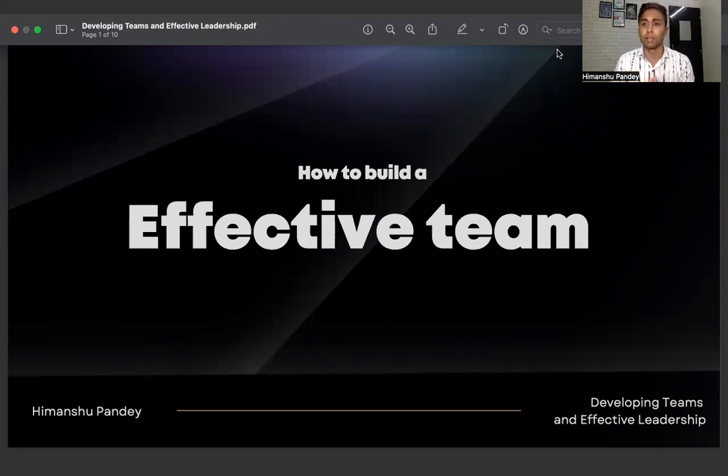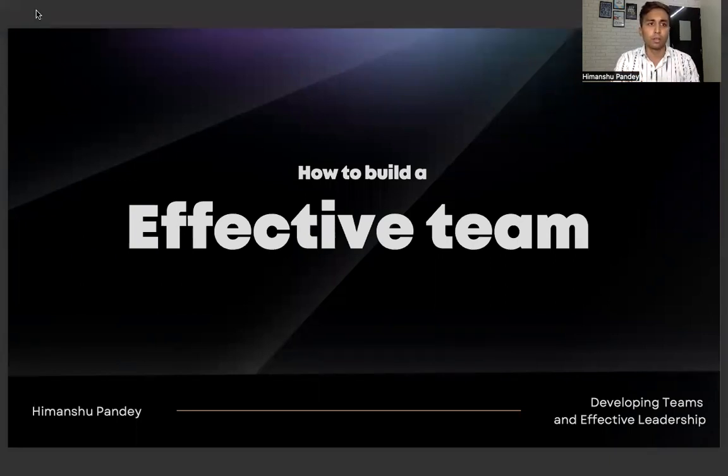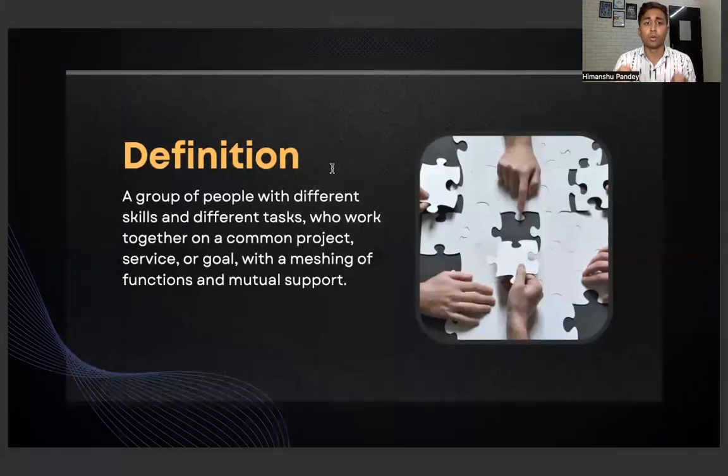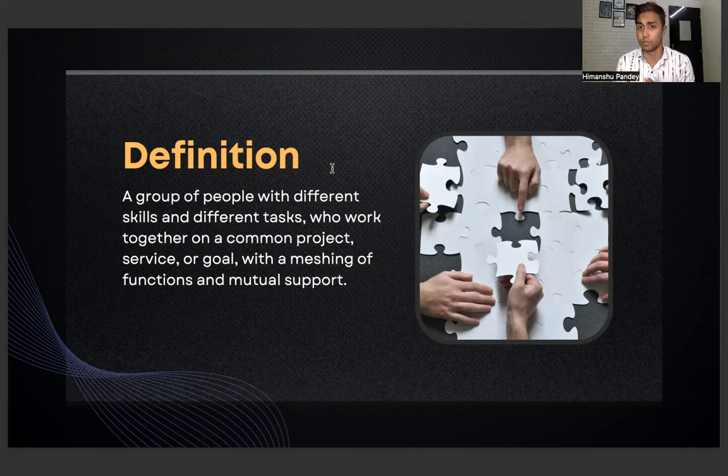So let's start with the definition. A group of people with different skill sets and different tasks who work together on a common project, services or goals with a meshing function and mutual support. So this is a definition of how to build an effective team.